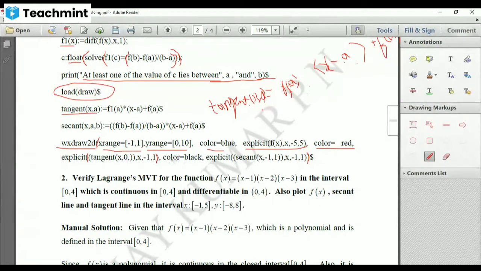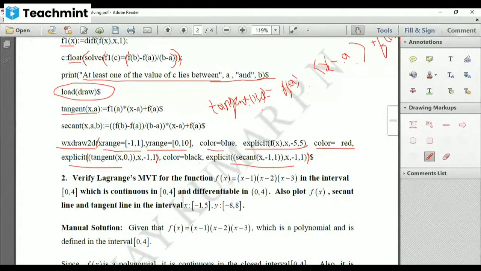Then, comma, color equal to black. So we are giving black color for the secant line. Explicit, and that graph is given by the secant line: secant of x, comma, a is -1, comma, b is 1, comma, x, comma, -1 to 1. So this gives you the secant line. This gives you the tangent. This gives you the function. So all three graphs will be displayed by this.